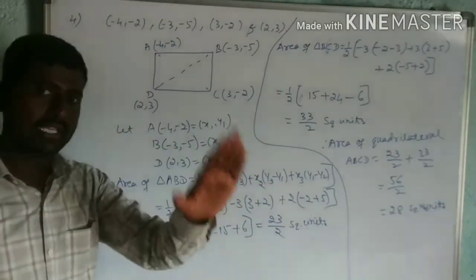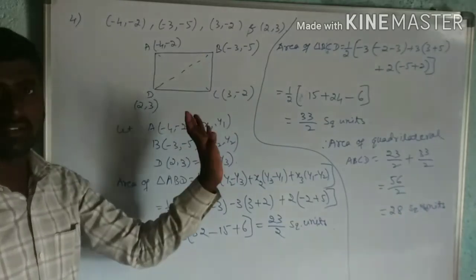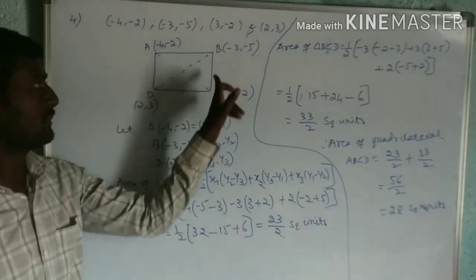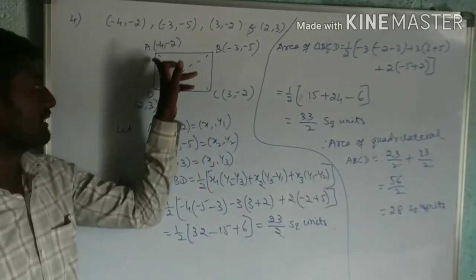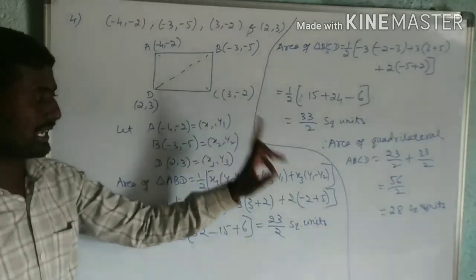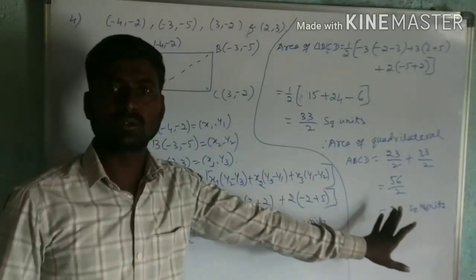Okay, you can check yourself by drawing AC as a diagonal. You find the area of triangle ABC and the area of triangle ADC. Add them, again you will get the same answer as 28 square units.